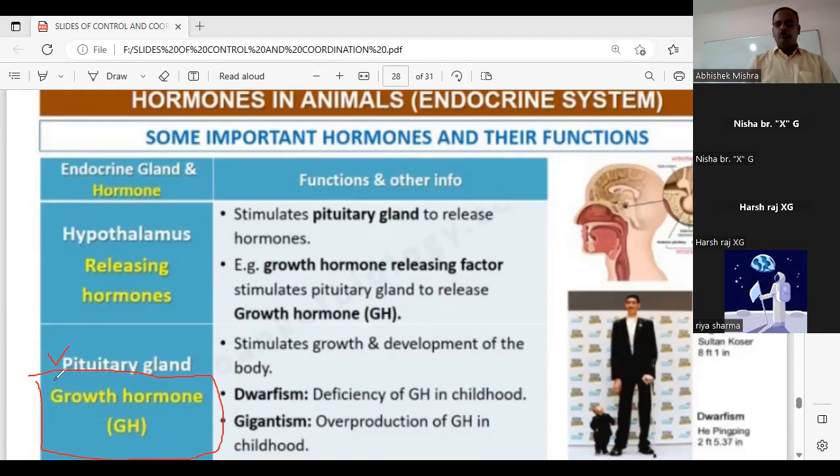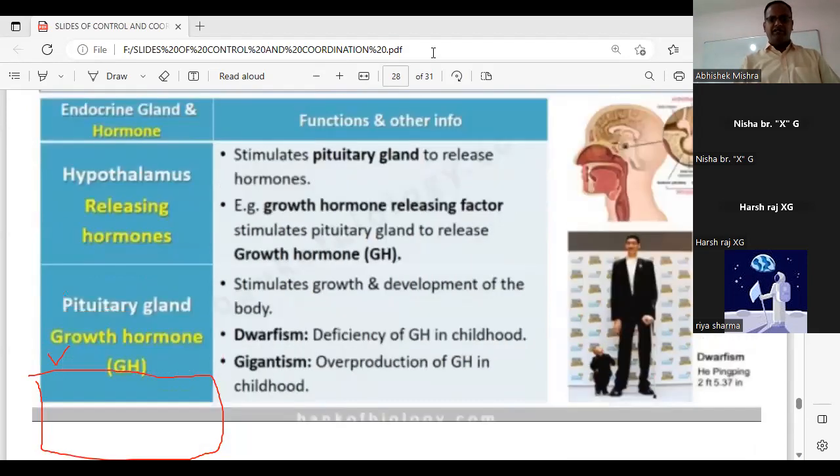From the word growth hormone, the function, you can even guess what the function can be. It stimulates the growth and the development of the body. But remember, students, there are two important terms whenever we are studying hormones. There are two important terms, and what are these?